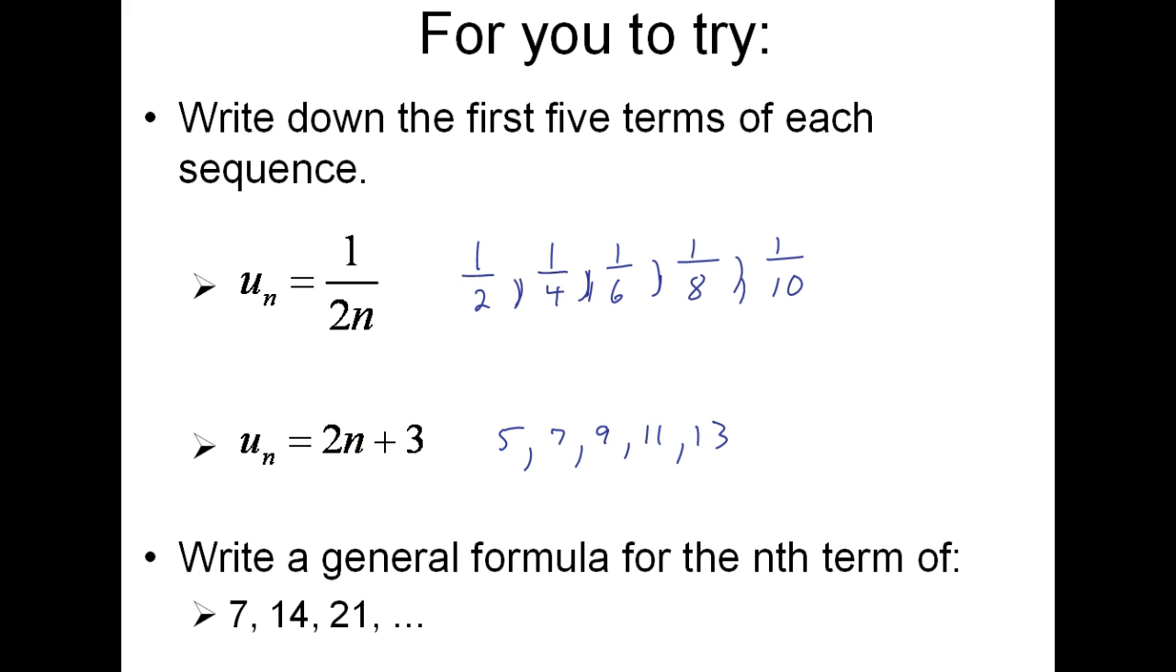Just follow the rule. Write a general formula for the nth term here. This looks like that u sub n is just n multiplied times 7. So 7 times 1 is 7, 7 times 2, 7 times 3, that gives them to me.